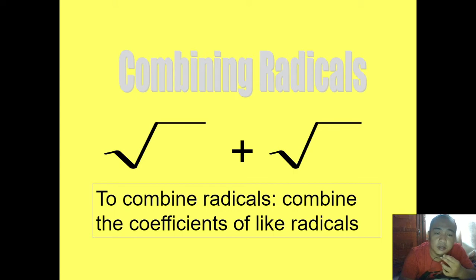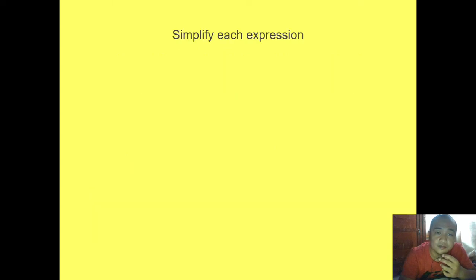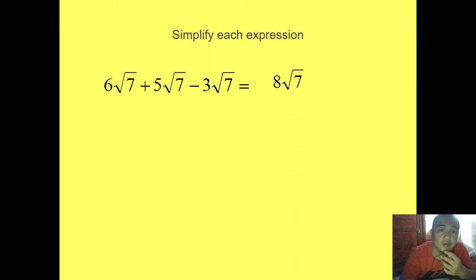Combining radicals. So to combine radicals, combine the coefficients of like radicals. Okay, let us simplify each expression. 6 square root of 7 plus 5 square root of 7 minus 3 square root of 7. 8 square root of 7.